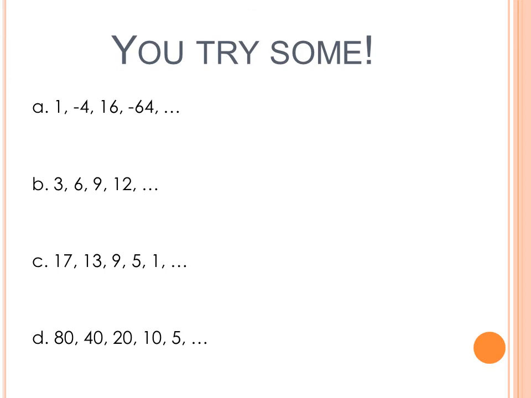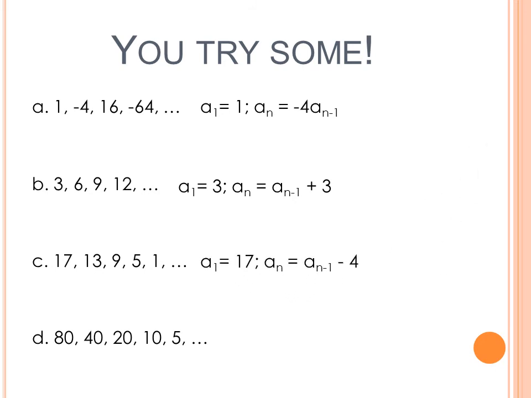Okay, let's check your answers. For A, the pattern is that we're multiplying by -4 each time. So you would write a sub 1 equals 1 and a sub n equals -4 times a sub n minus 1. For B, you're adding 3 each time. So a sub 1 equals 3 and a sub n is equal to a sub n minus 1 plus 3. For C, we are subtracting 4 each time. So a sub 1 equals 17 and a sub n equals a sub n minus 1 minus 4.